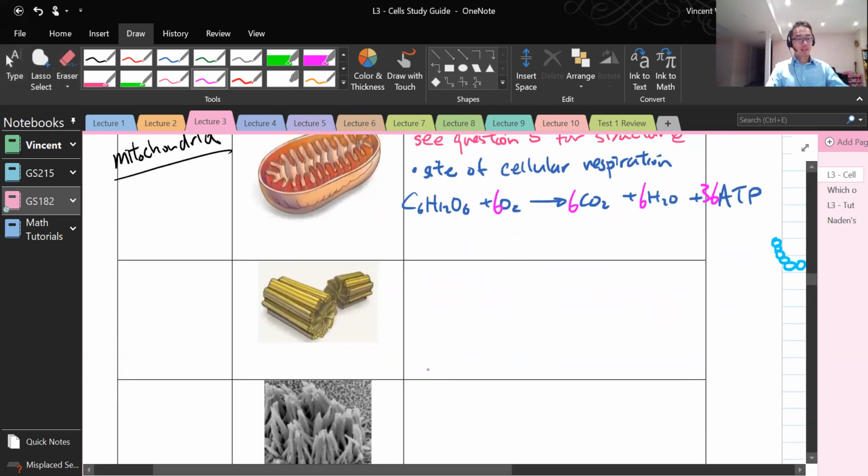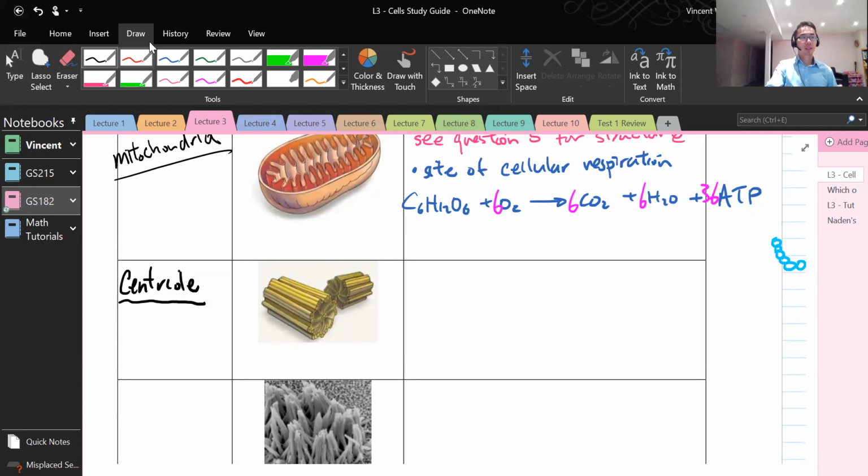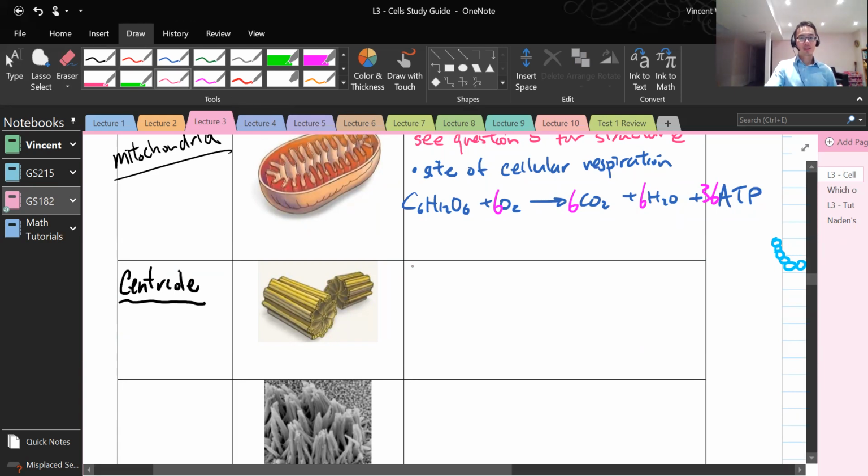Good questions. Now let's go back to this thing. We have the centriole. Okay, so what are these things? Well, they usually exist as a pair, and typically arranged perpendicularly with each other.